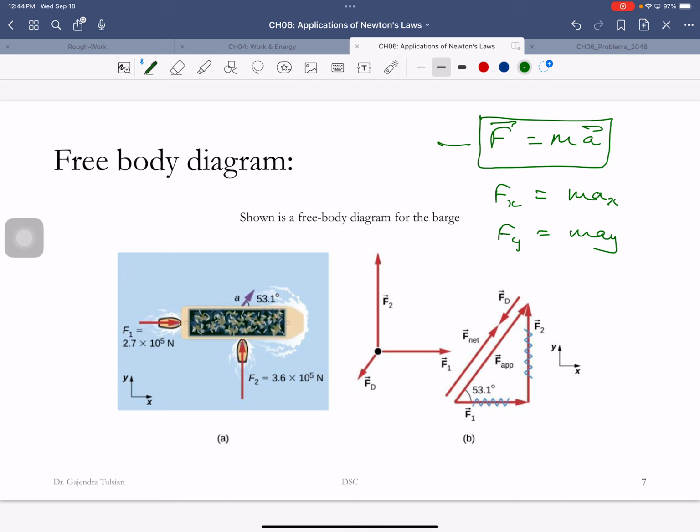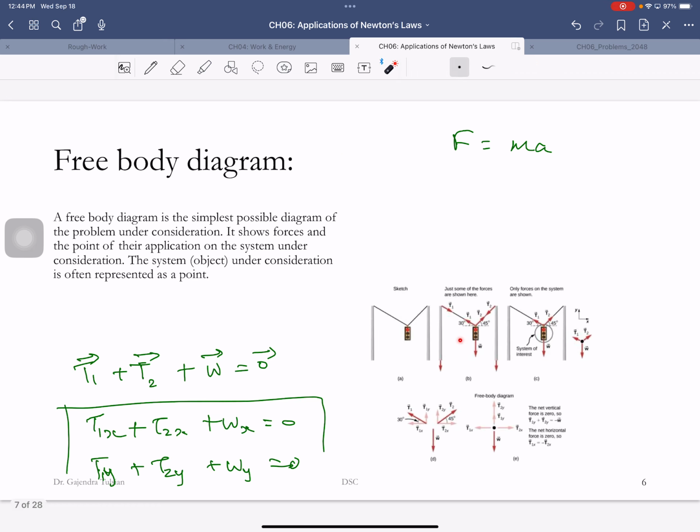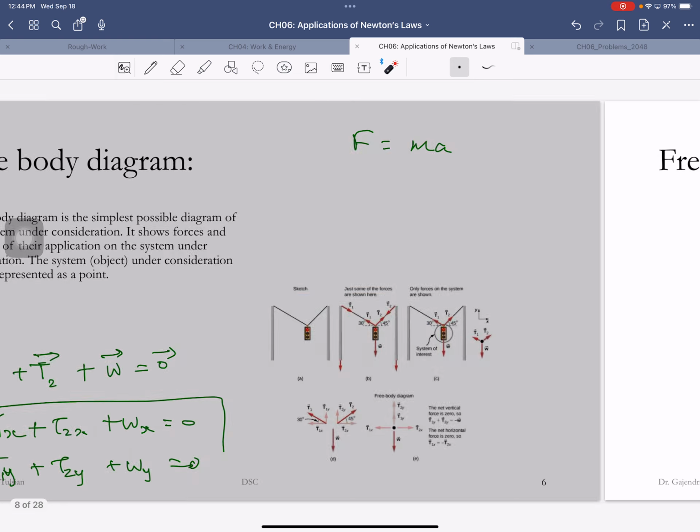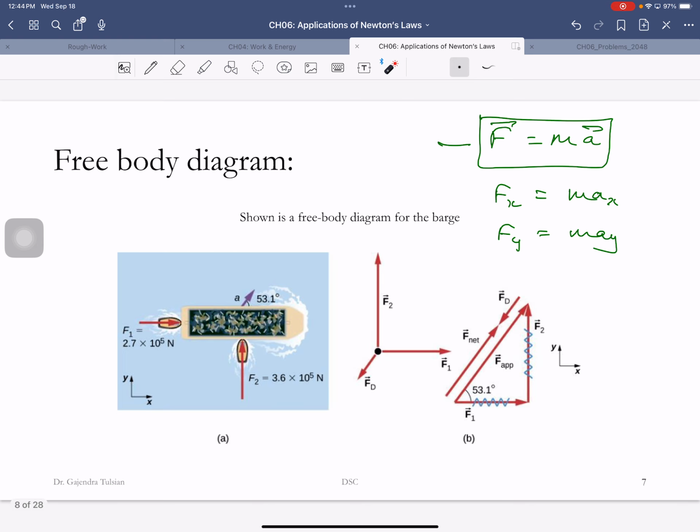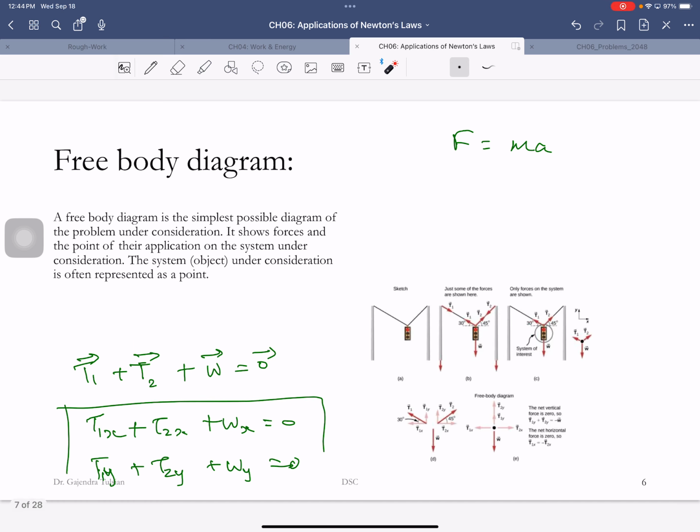Again, this entire chapter is about applying F equal to ma for various situations. Okay? When the object is at rest, this is called a static equilibrium problem, okay? And if the object was moving at constant velocity, a was still zero, that would be a dynamic equilibrium, but most of the time we'll consider static equilibrium, okay?